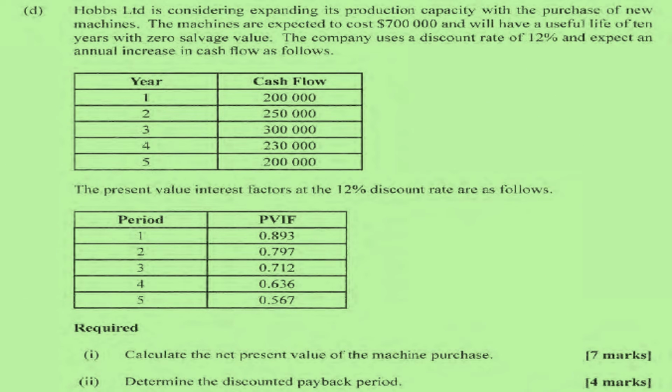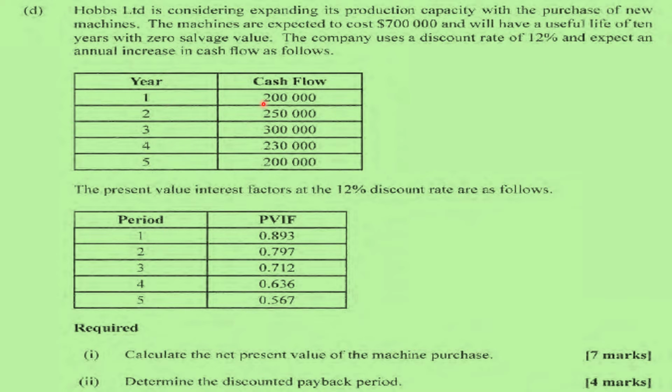Part D. Let's see what is required first. Calculate the net present value of the machine purchase and determine the discounted payback period. Okay, let's see what the body of the question says. Hubs Limited is considering expanding the production capacity with the purchase of new machines. The machines are expected to cost $700,000 and will have a useful life of 10 years with zero salvage value. The company uses a discount rate of 12% and expects an annual increase in cash flow as follows.